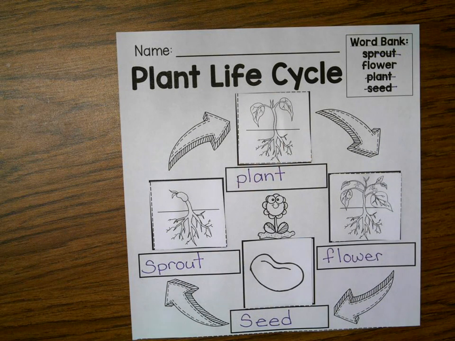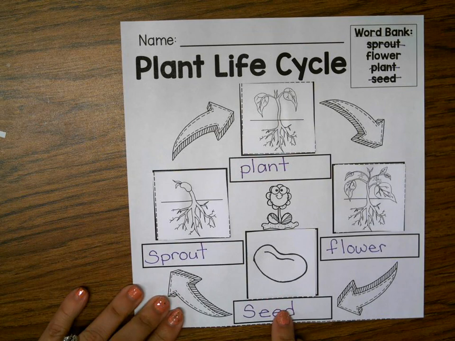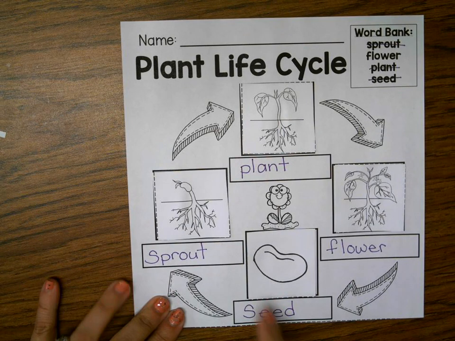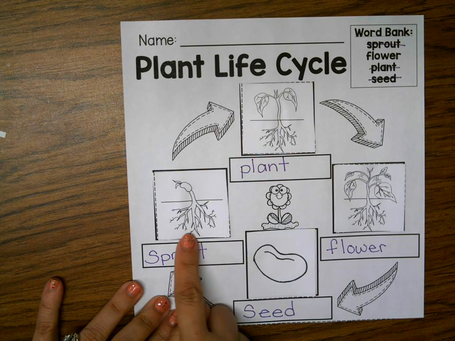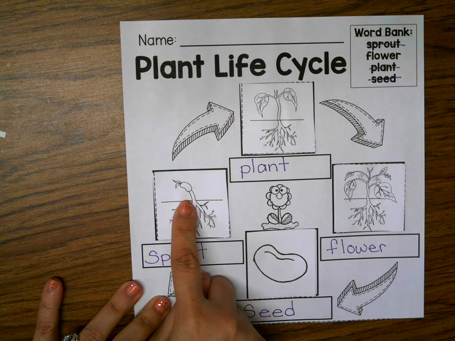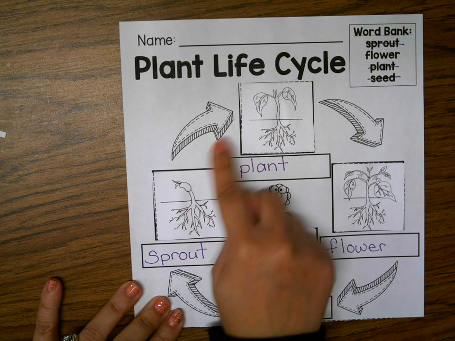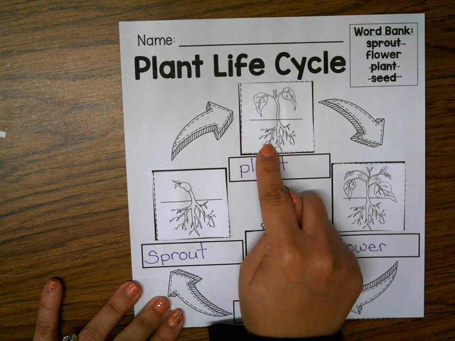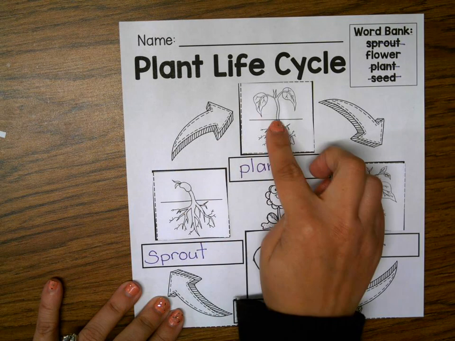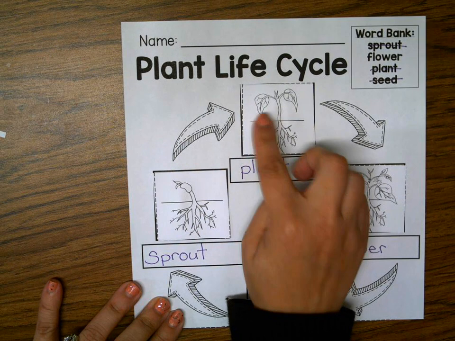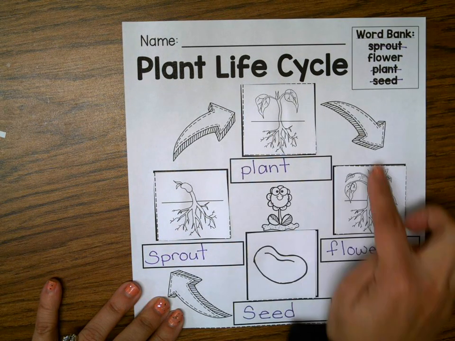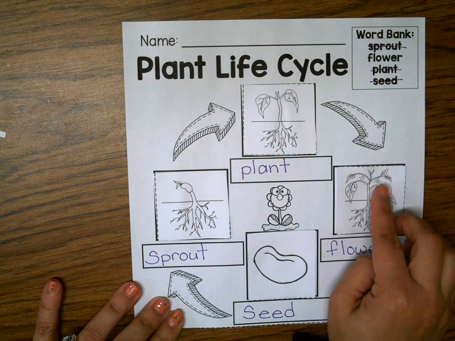So we have completed our plant life cycle. So first we plant the seed into the ground and then it begins to grow. It grows roots and then it sprouts up out of the ground. And then eventually turns into a plant. That sprout begins to grow a longer stem and some leaves. And eventually the plant will begin to flower.